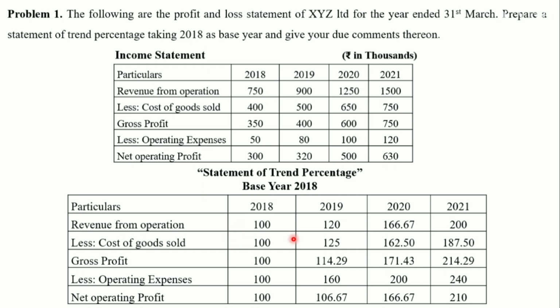See here 100, 120, 166.67, 200 means this is showing an upward trend. If these figures were 100, 90, 80, 70, that would show a downward trend. But here all figures are showing an increasing or upward trend. That's why from this statement of trend percentage, we can conclude that there is good operating efficiency of the business from 2018 to 2020, 21.